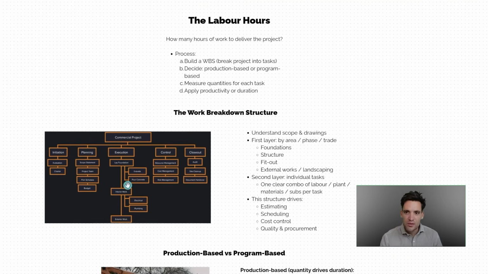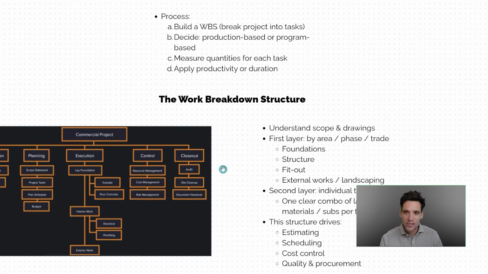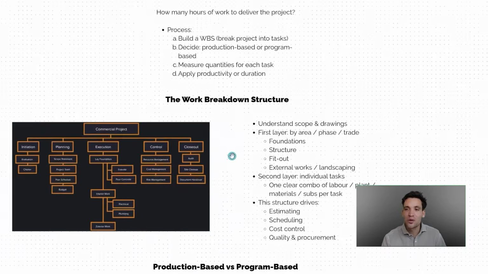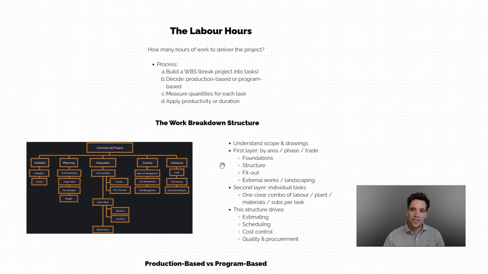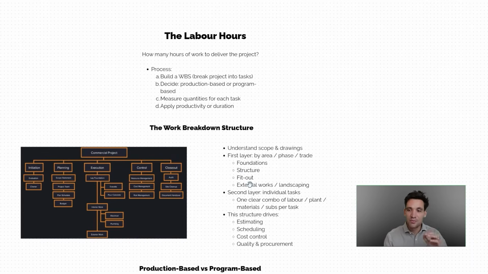So the first step in this process is we need to create a project work breakdown structure. To do this, we want to break the overall project scope down into a series of tasks. And the only way we can do this is by deconstructing and understanding the scope and drawings. We filter by layer. So we take the project scope and we put it into a hierarchical decomposition. All this means, a fancy way of saying, we take the scope and we break it into smaller and smaller pieces until the level of detail I like to go to is each task should have one clear combination of labor, plant, materials, or subcontractors per task driven by a single productivity rate.